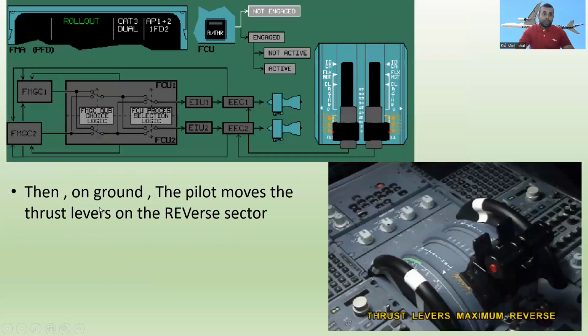Then on the ground, the pilot moves the thrust levers to the reverse sector. Then autothrust is not engaged, right?